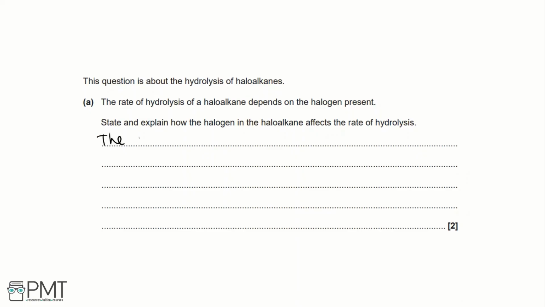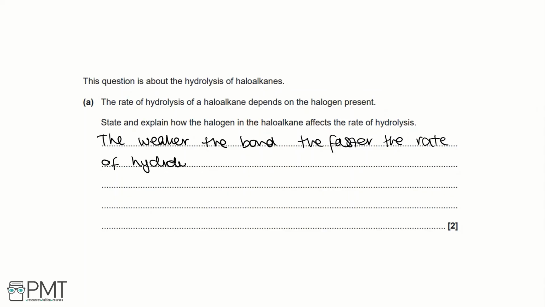So to get the first mark for this question, we need to explain how, in general, bond strength relates to the rate of hydrolysis. So the first point we're going to make is that the weaker the bond is, this means the faster the rate of hydrolysis, because if it's a weak bond, it's going to require less energy to break, and so the rate of hydrolysis will be faster.